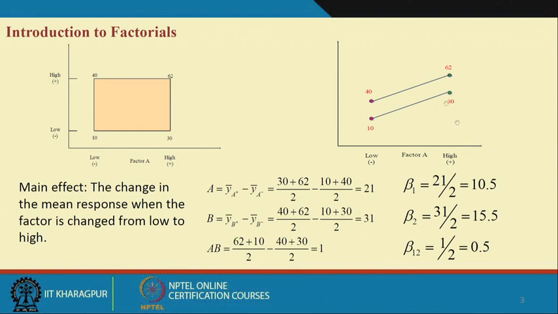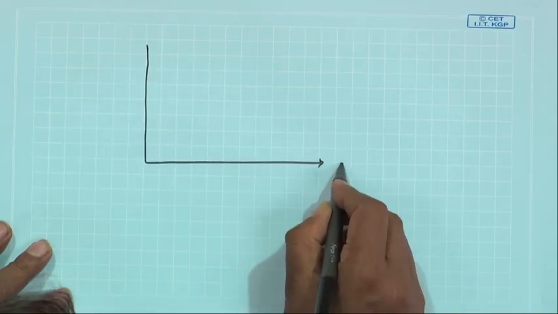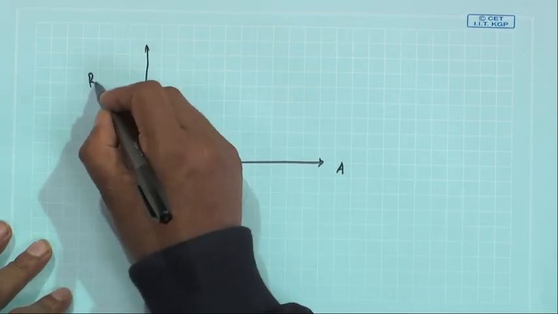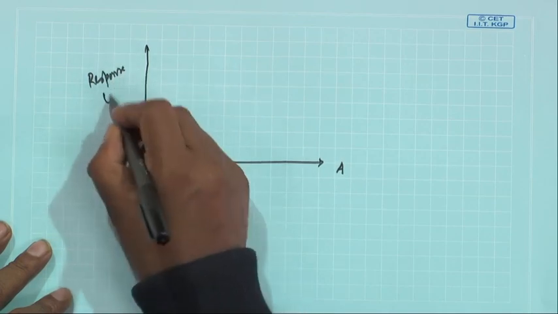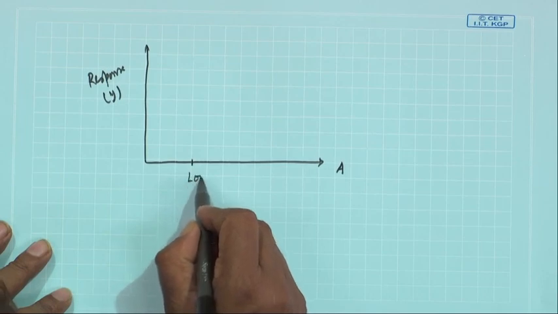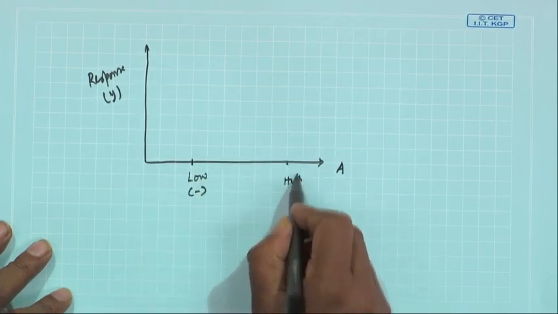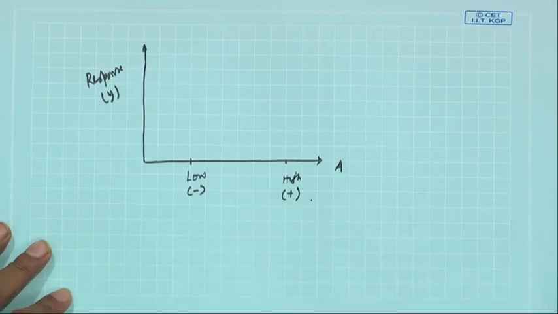Now, here it is basically talking about this graph, I can draw this graph. The graph is response versus, suppose this side is A and this side is the response. What is the response? Response is y. So, A at low or minus to high or plus.